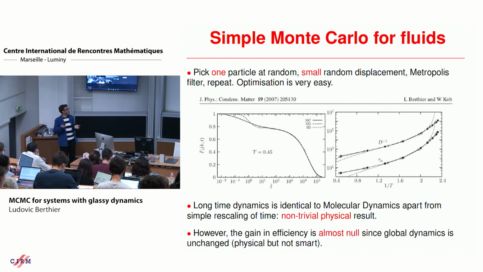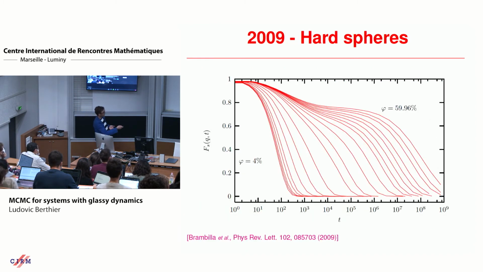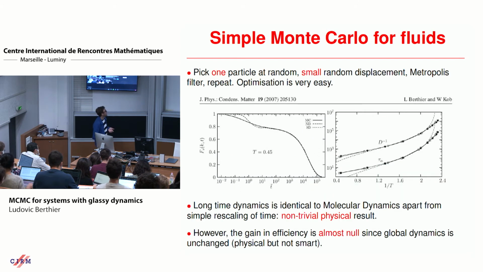And then what can you optimize? Almost nothing. The only thing you can optimize is how big is the random displacement you give to the particle, and that's it. So when you do this, you find your optimum, you simulate, and this is, I think, how these hard sphere simulations were done.